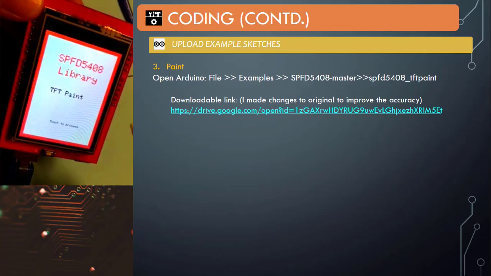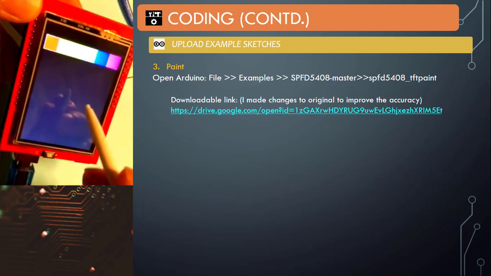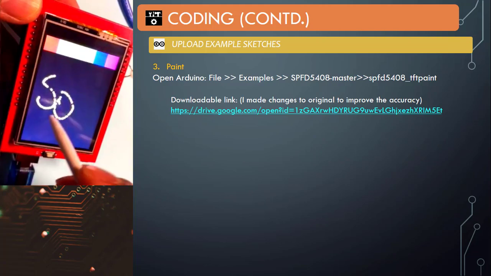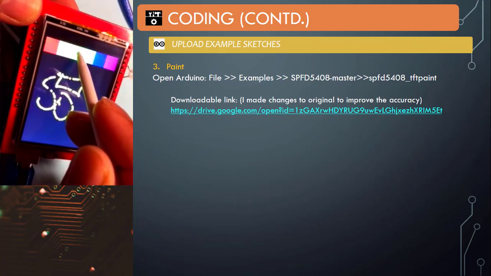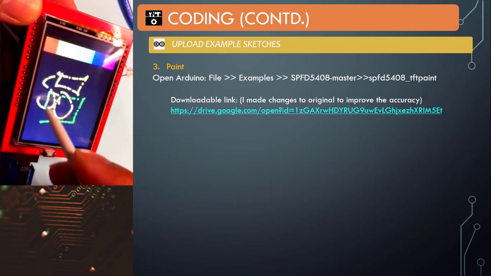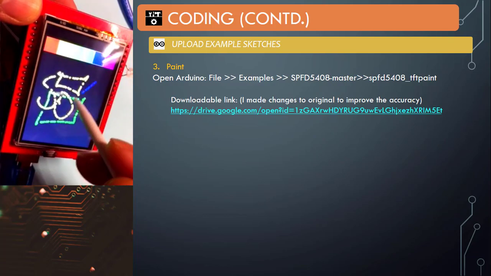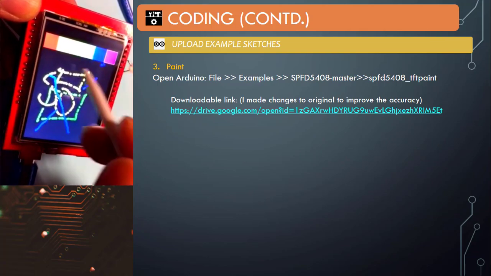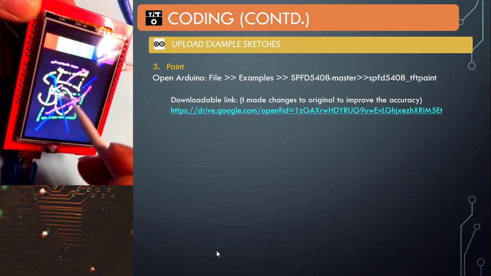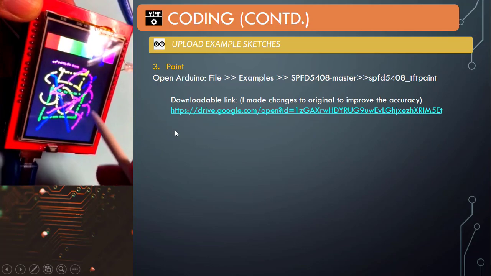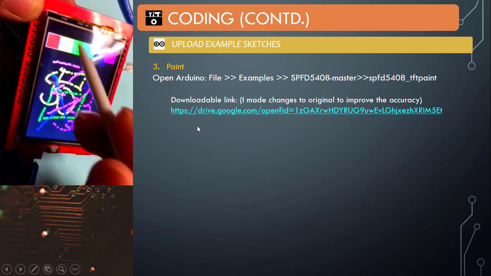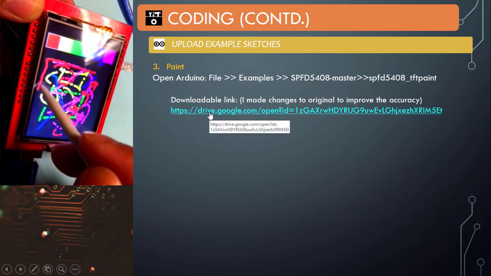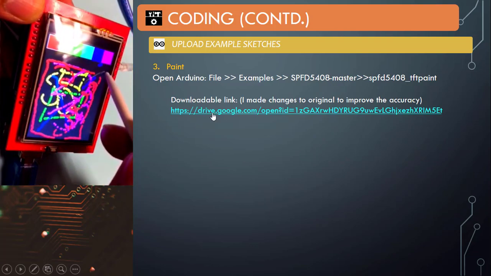Now moving on to the second experiment, painting. You will see a toolbar at the top with different colors, and you are going to pick one of the colors using the stylus, and then do the painting. You can write a text, you can draw some graphics on it. Again, my code, which I customized a little to get it to work at very high accuracy, you can download from this link.